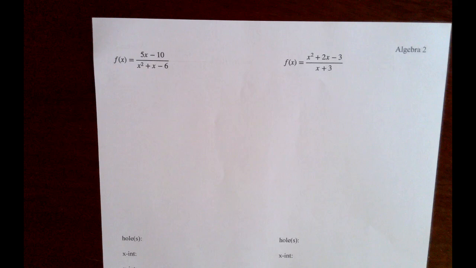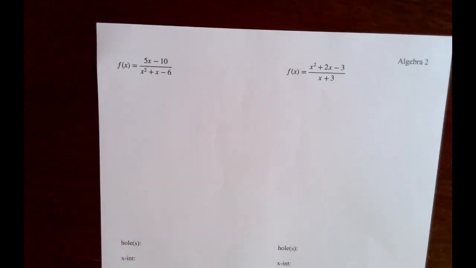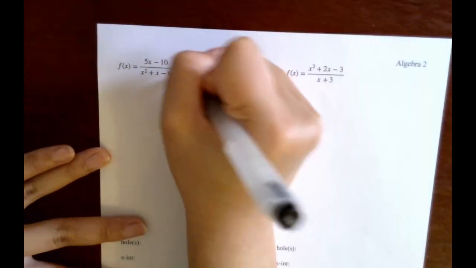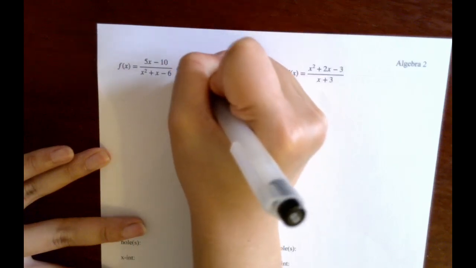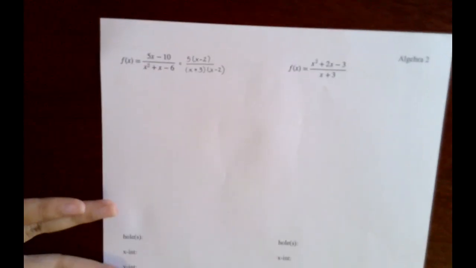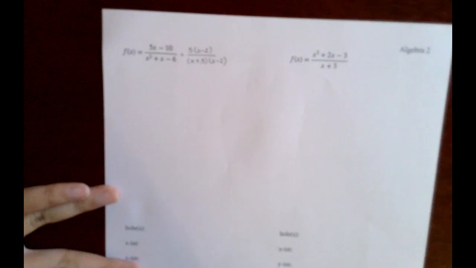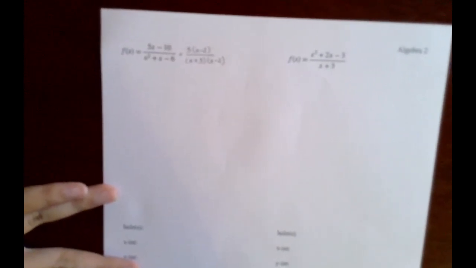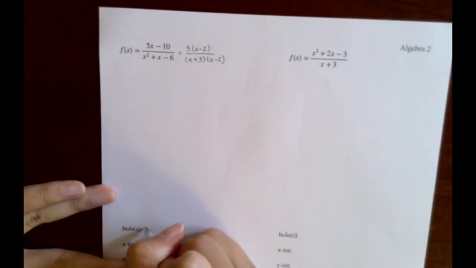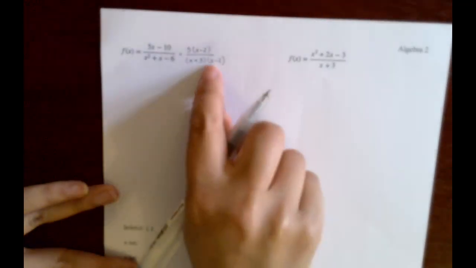Let's do a couple more. I'm just trying to show you all the different kinds of cases so that you're prepared when you have to graph. Starting with the same thing, we're going to factor the numerator and the denominator. So this will be 5 times x minus 2, and then this will be x plus 3 times x minus 2. Since the x minus 2 gets canceled out, I will have a hole here. The hole will be at 2 comma something, because the x minus 2 gets canceled.